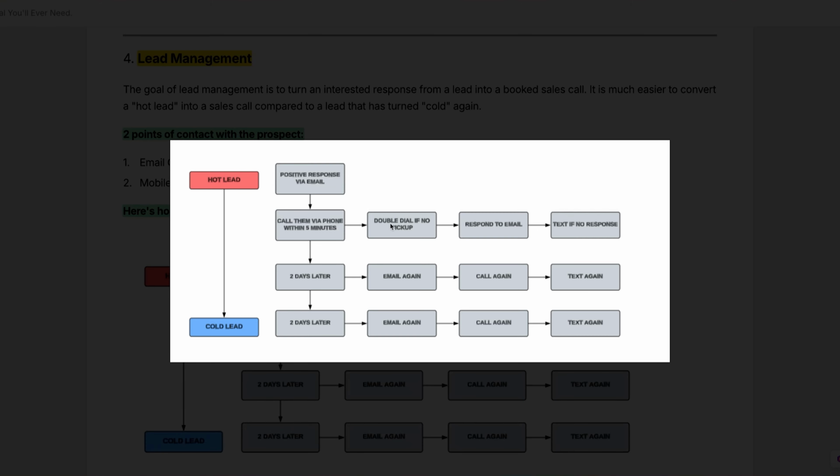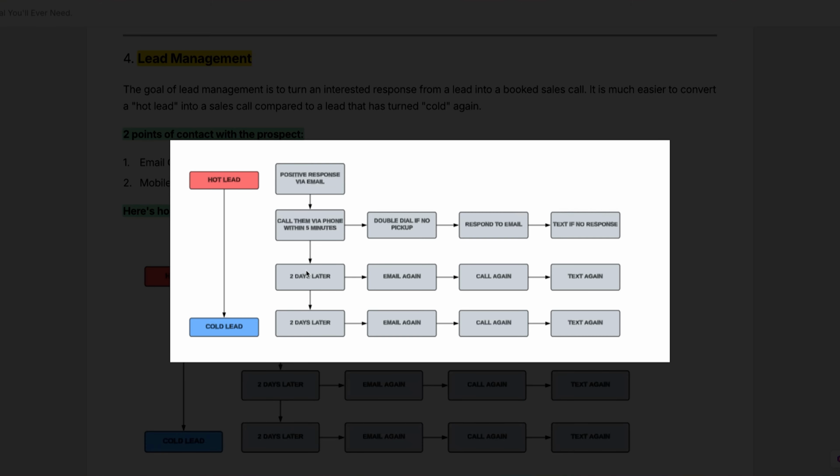Then we double dial if they don't pick up. So if they don't pick up the first time, or if they hang up or silence the call, double dial them, respond to their email if they don't pick up to any of that, and then we text them if they don't respond. A lot of the calls are booked here within 5 minutes because people are top of mind. People know that they still responded to you, right? You're not just a random person that they forgot about. They still have you sort of top of mind.